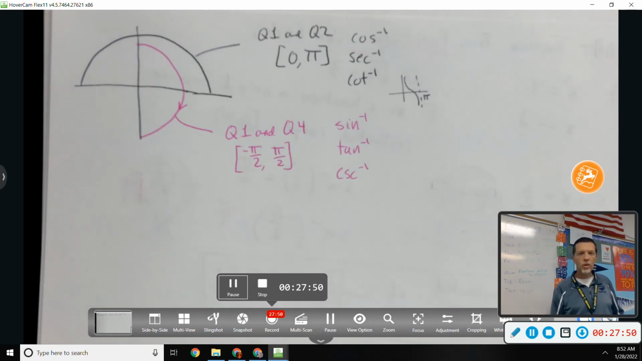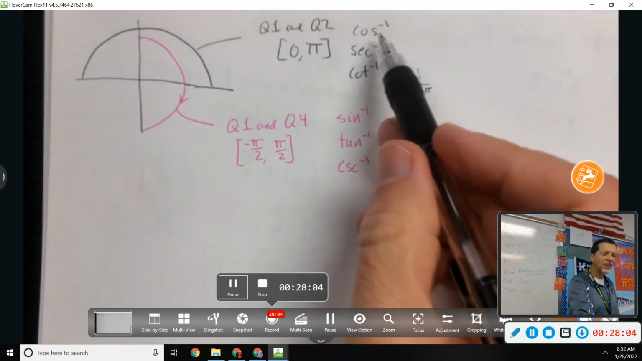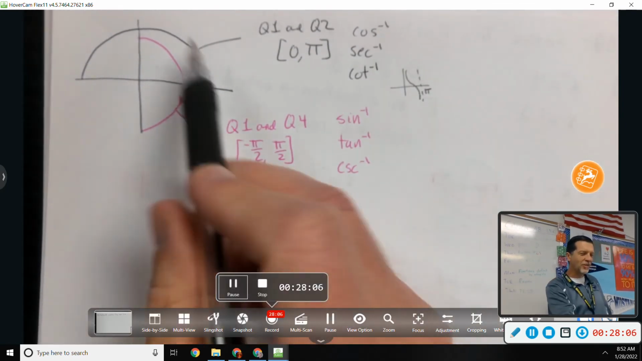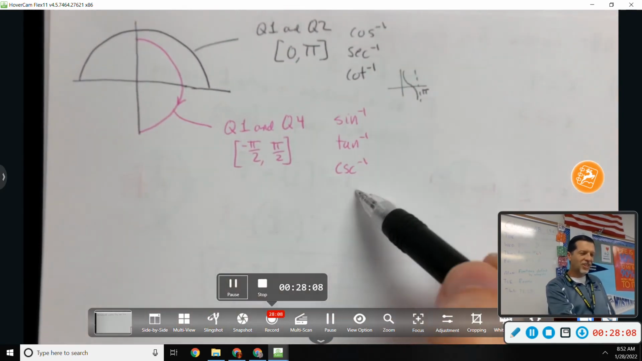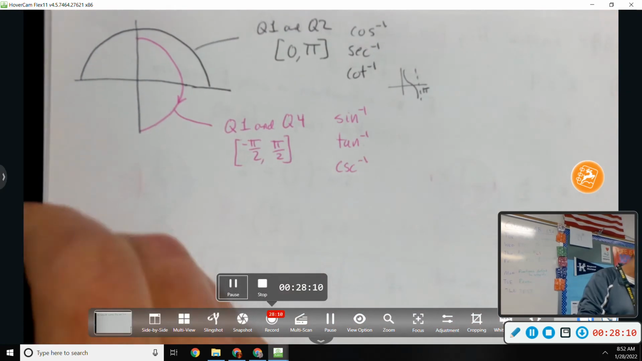So, if you were really good at mental picture memory, that's the lesson right there in one picture. Mental snap, done. Got the whole thing. Cosine, secant, and cotangent are in quadrant 1 or 2. Sine, tangent, and cosecant are in quadrant 1 and 4. I know, it doesn't really work that easy.